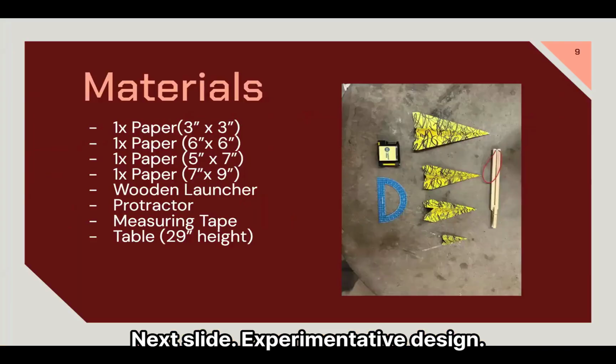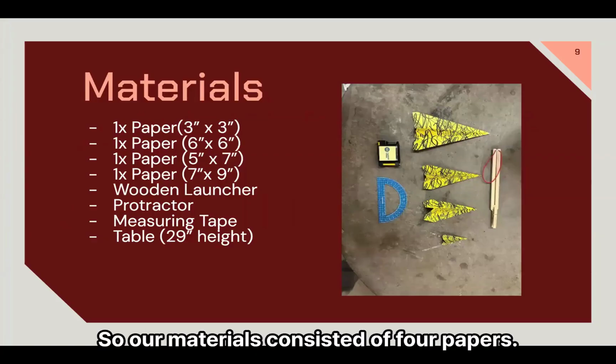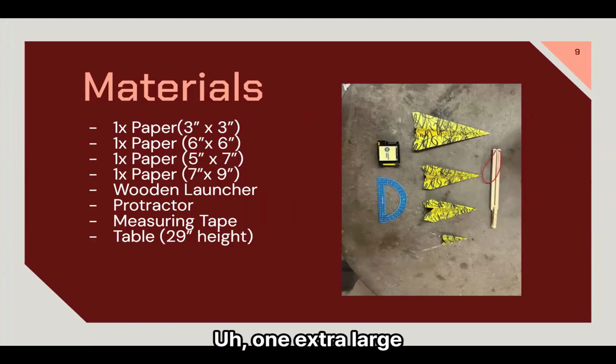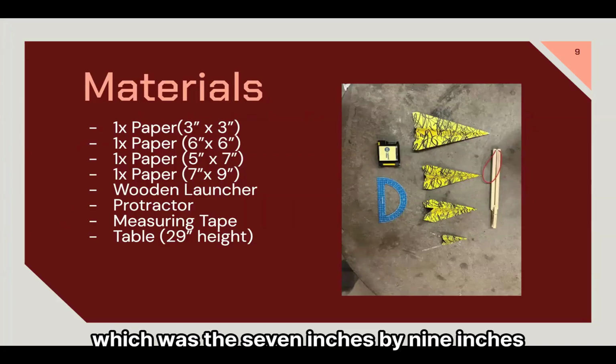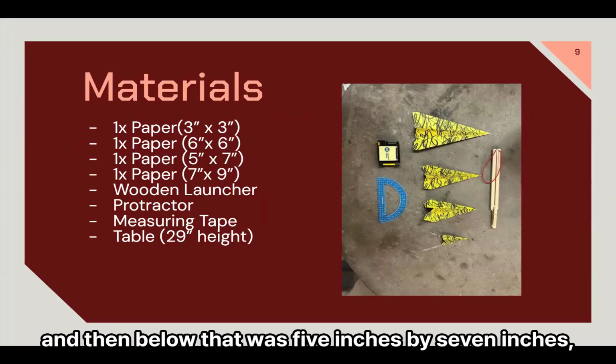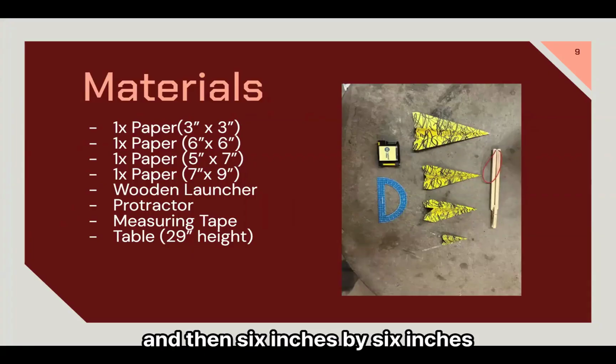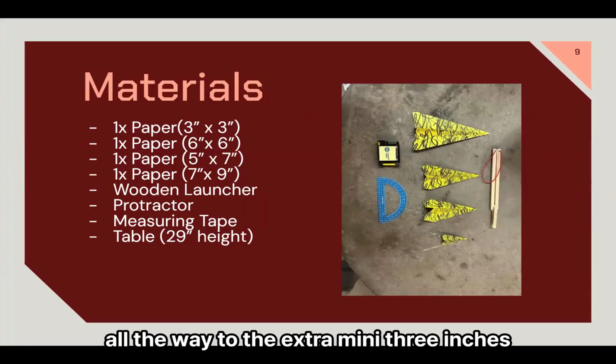Experimental design. So our materials consisted of four papers, one extra large, which was 7 inches by 9 inches, and then below that was 5 inches by 7 inches, and then 6 inches by 6 inches, all the way to the extra mini, 3 inches by 3 inches.